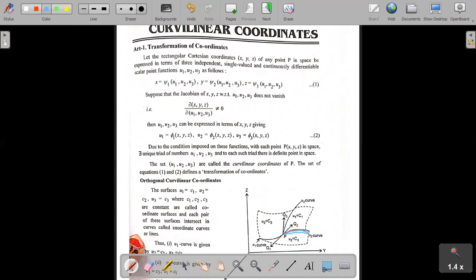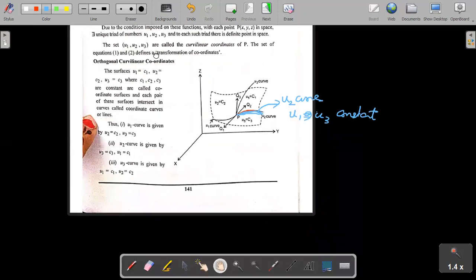So this blue line is nothing but what? This is the U2 curve, and we know on the U2 curve, U1 and U3 will be constant. U1 and U3 will be some constant. I will not say they will be zero, I will say they will be constant. Is it fine, bache, all of you? Is it clear, bache?